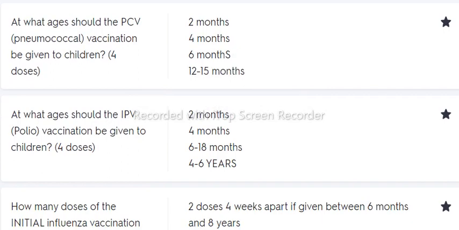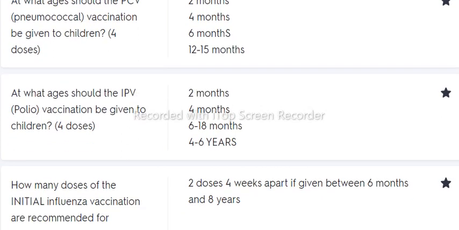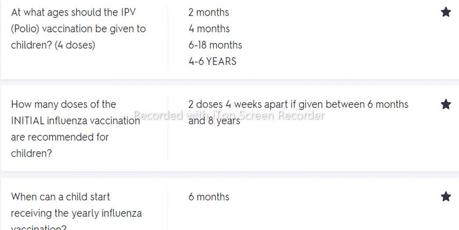At what ages should the PCV vaccination be given to children? 2 months, 4 months, 6 months, 12 to 15 months. At what ages should the IPV vaccination be given to children? 2 months, 4 months, 6 to 18 months, 4 to 6 years.